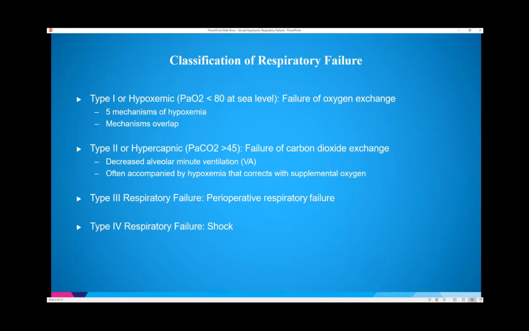Type 3, perioperative respiratory failure. Type 4, respiratory failure due to shock. Big one being a cardiogenic or a septic shock, where your minute ventilation is so high that you can't keep up with the demands in the body to maintain your oxygen delivery. And of course, there can be overlap. You can have type 4 respiratory failure from shock, and it can be due to a pneumonia, so a type 1, where you have shunting. So you can start to see how there's overlap between the 4. But what we're going to focus on is this right here, type 1.